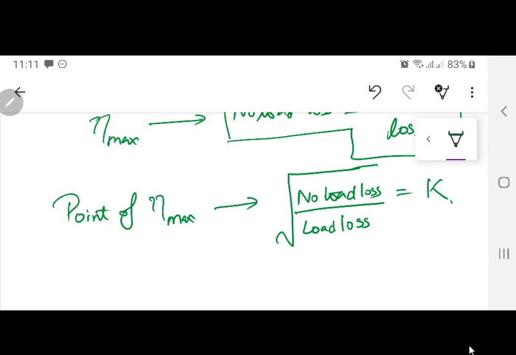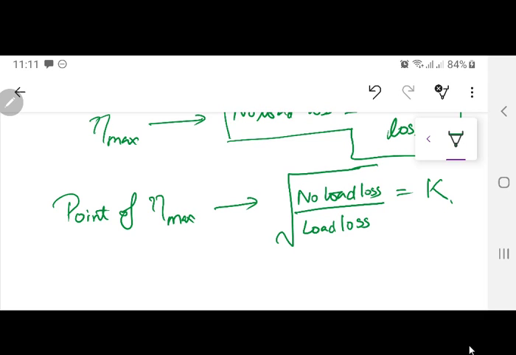This was done in machines. Do visit your machines lectures if you have them. We have done the proof over there. So this K factor is actually going to give you the value of n at which you are going to have the maximum efficiency.